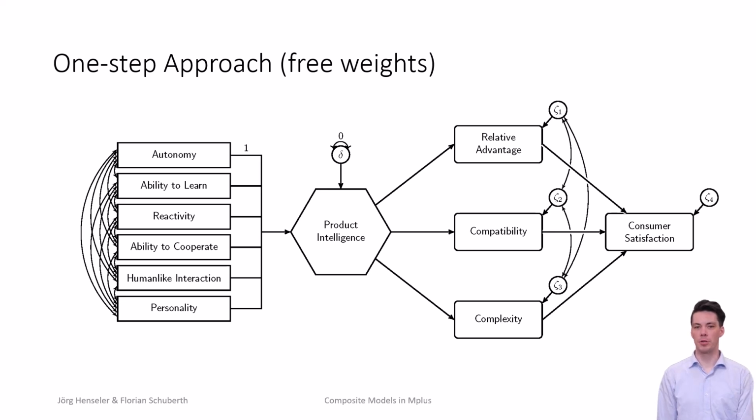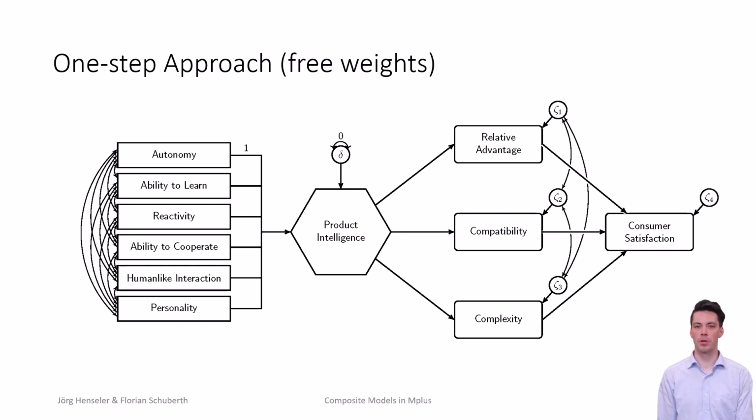Using the one-step approach, we can model both composites using fixed weights and freely estimated weights. Here you can see the model of the one-step approach where free weights are used. That is, product intelligence is modeled as the weighted sum of its 6 components. To achieve that, we technically model product intelligence as a latent variable that is affected by its 6 components.